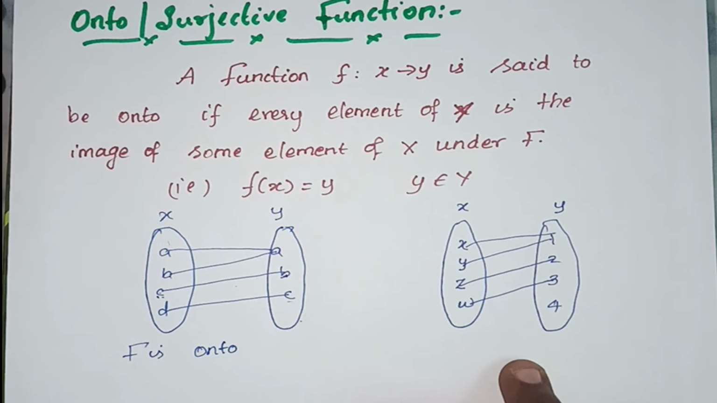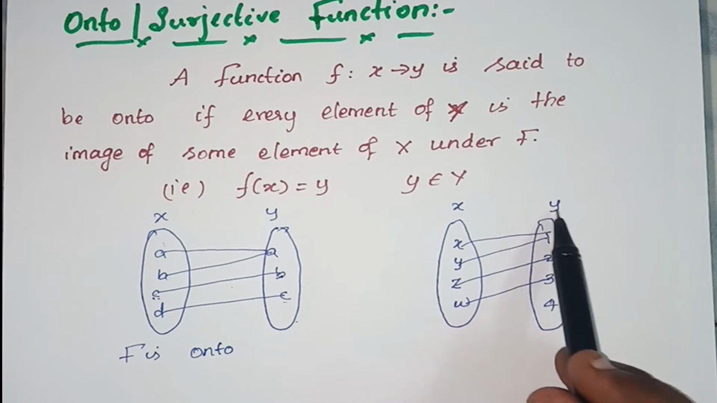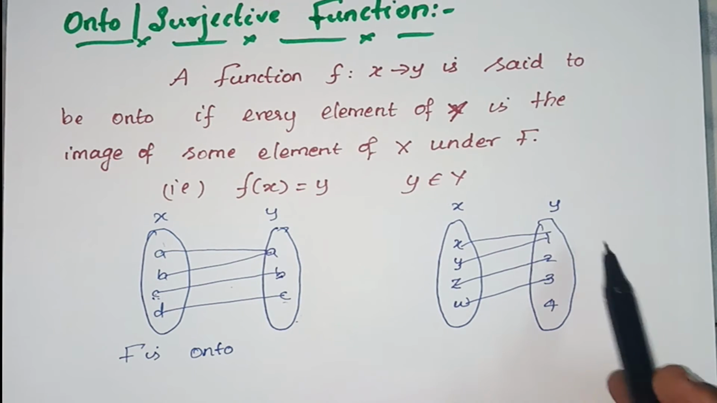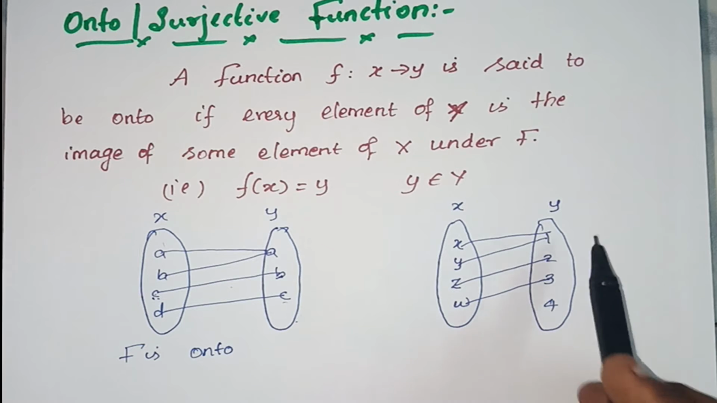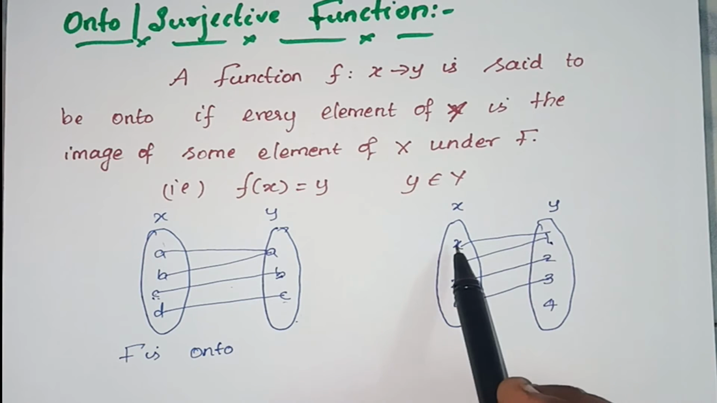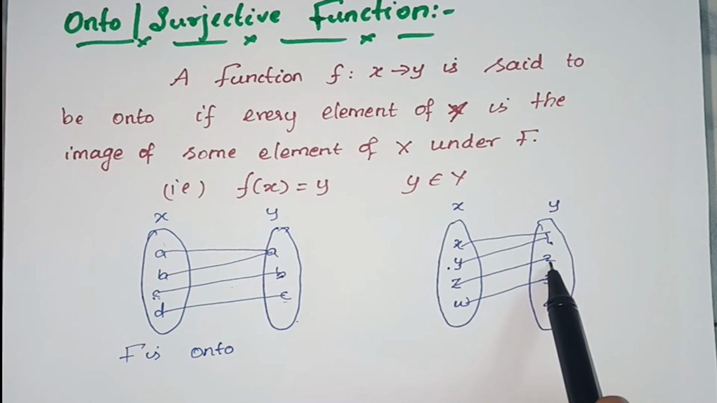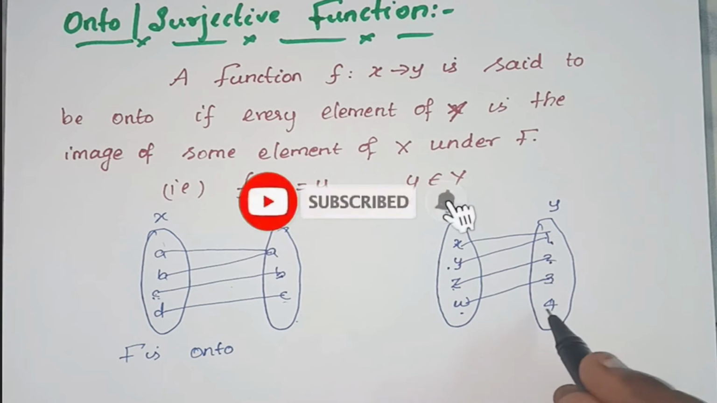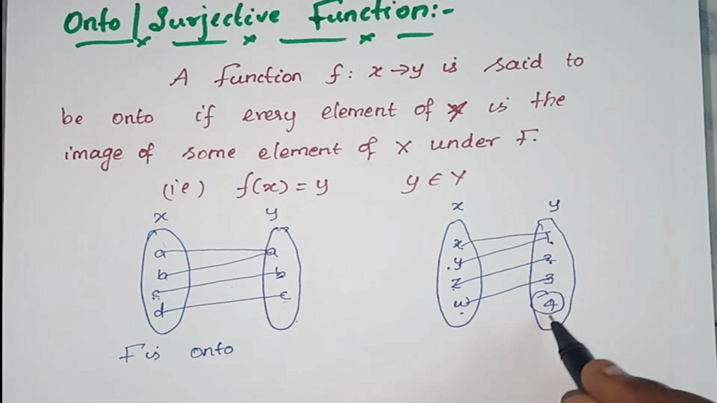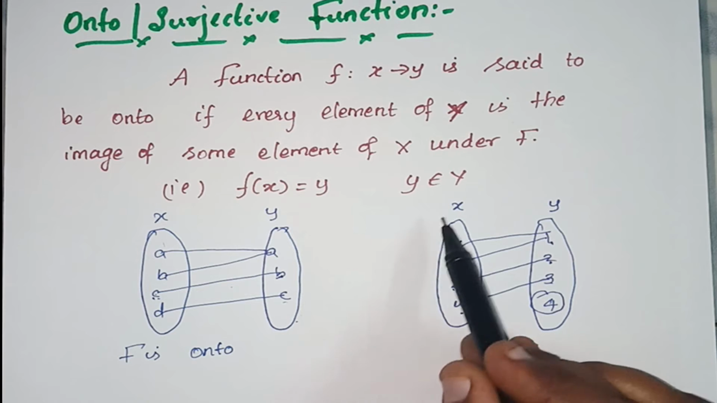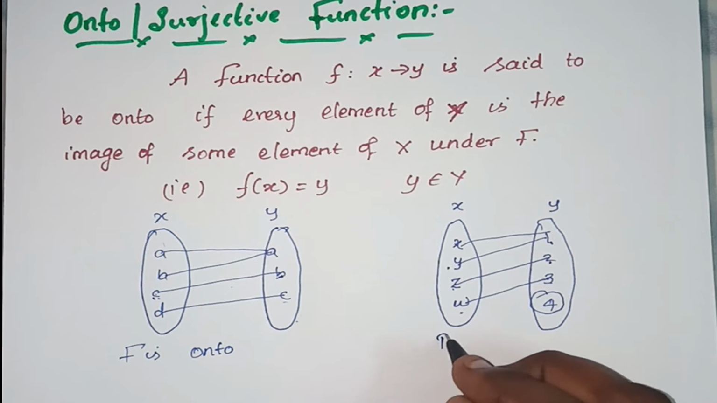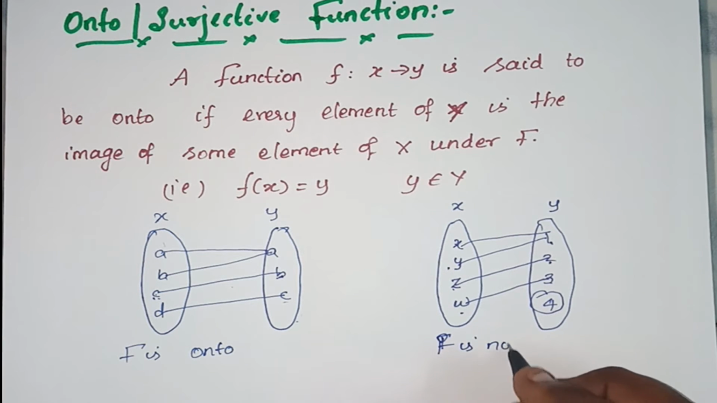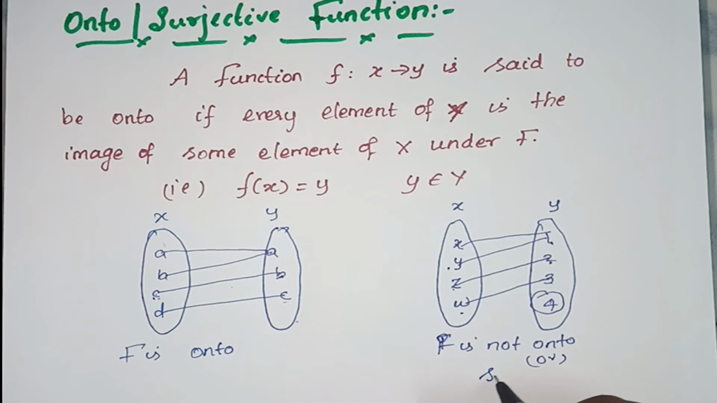Let us consider this example. So here in this Y set there are four elements 1, 2, 3 and 4. So 1 is the image of X and Y. 2 is the image of Z. 3 is the image of W. But 4 is empty. 4 is not an image of any element in X. So this function is not an onto function, or not a surjective function.